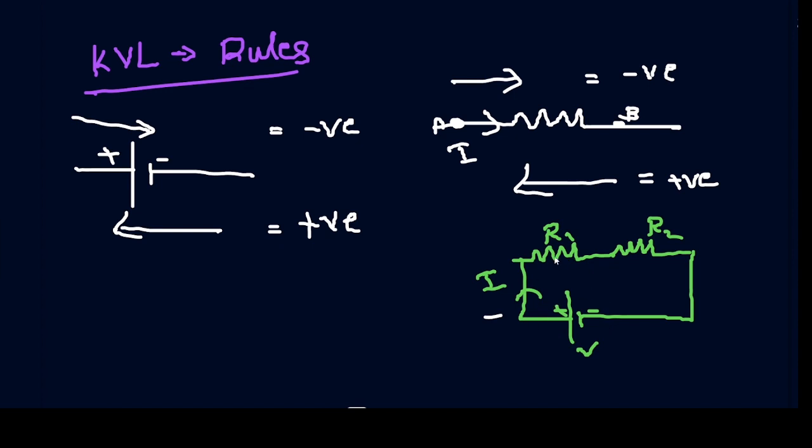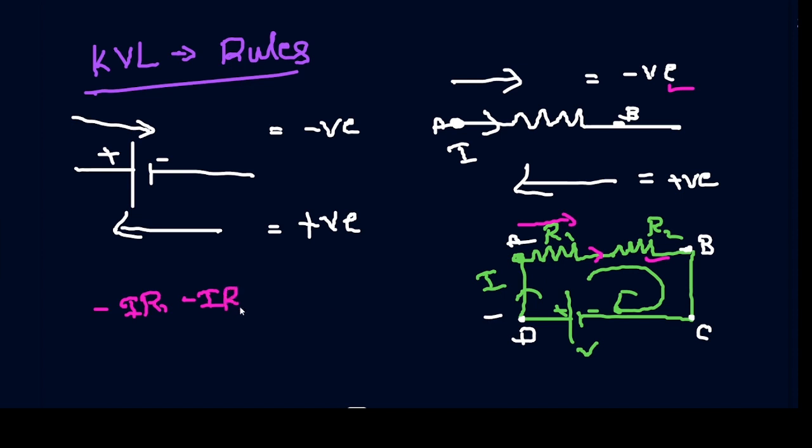Now we need to apply KVL, and I am going in this direction from this point A. From point A, it is B, then C, then D. Now I have to apply the loop law for the loop A, B, C, D, A, right? First I'm starting from here, so I'm going this way. Current is also going this way, so I'm in the direction of current, so I'll get minus I R1. And the same for the second resistor, that is minus I R2, right?